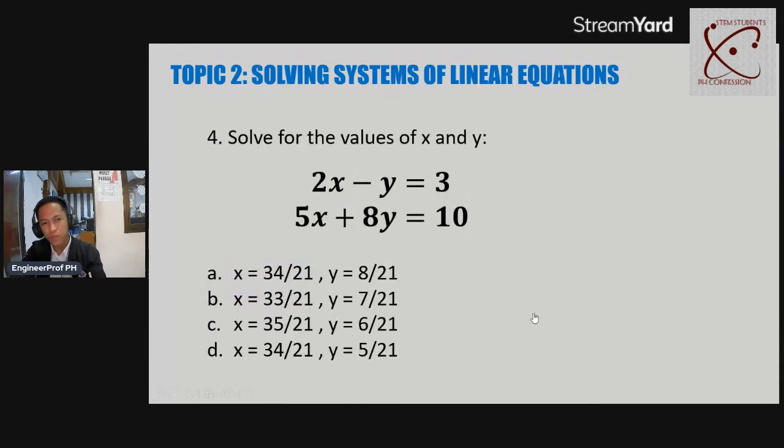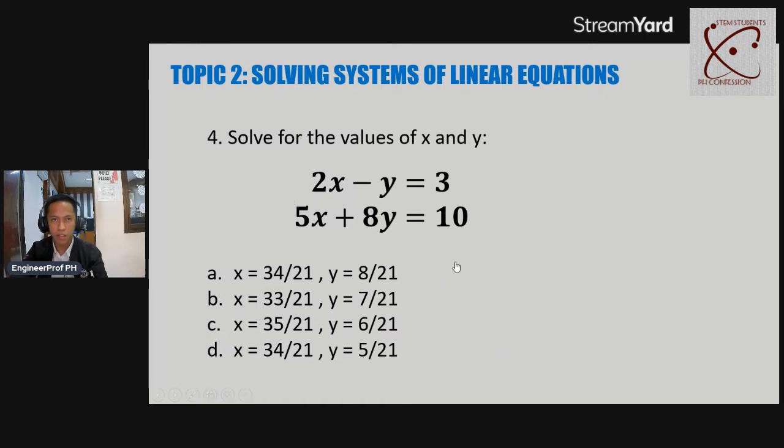So topic 2. Okay, tapos na tayo guys sa shift solve function. So basically kapag shift solve, you just input directly the equation, then press the shift and plus solve, then equals. Automatically, it will give you the value na hinahanap sa problem. Okay, for this problem, topic 2 tayo, solving systems of linear equations.